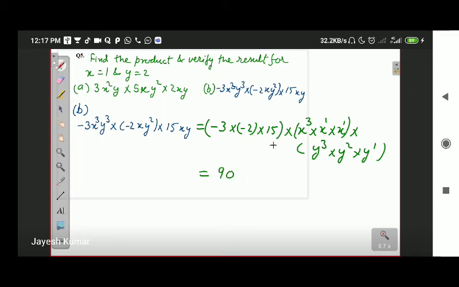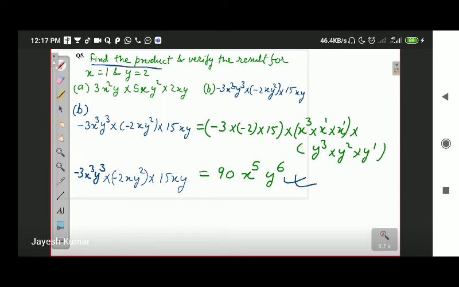Okay, next is x to the power 3 plus 2, that is 5, and y to the power 6. Okay, so what you get is the result of minus 3x cube y cube into minus 2x y square into 15xy. You get the result of this as 90x to the power 5 y to the power 6. Okay, so we get the multiplication. We have completed the first part of the question, find the product. We have found the product of all these three polynomials.